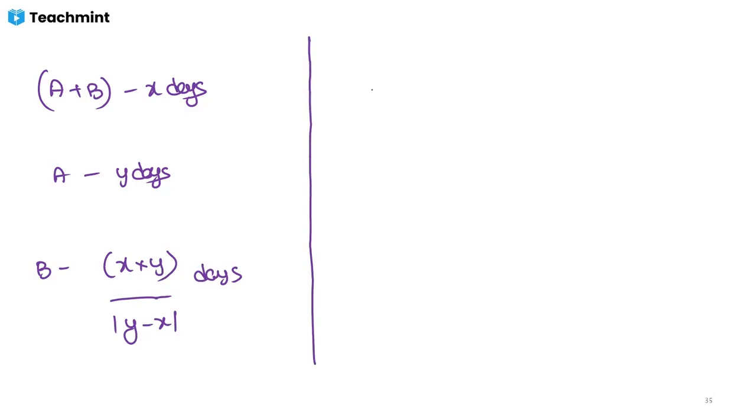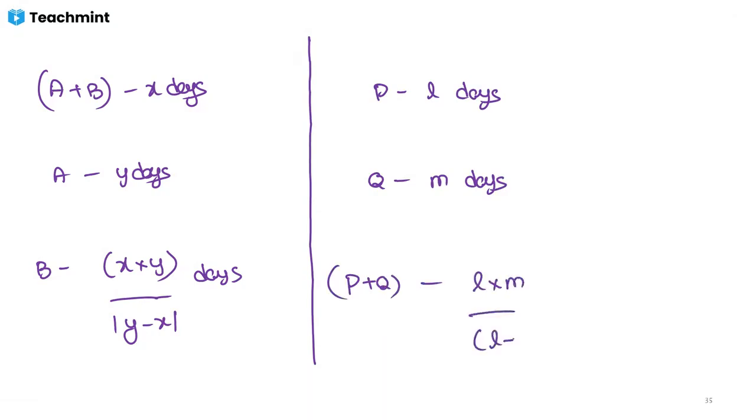Whereas if they give alone and ask together, P can complete the work in L days, Q can complete the work in M days, together if they ask, it's product upon addition of that. Why I'm specifically mentioning this is that in CoCubes the questions are more in this way. They give P alone, Q alone, together is what? Or they ask A and B together, A alone, B alone is what?